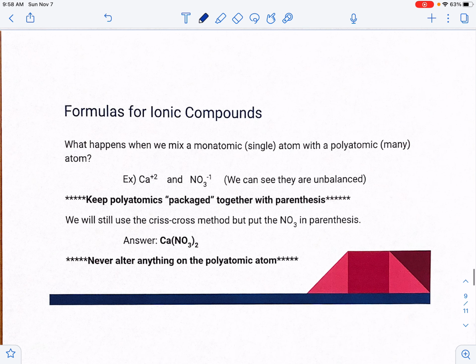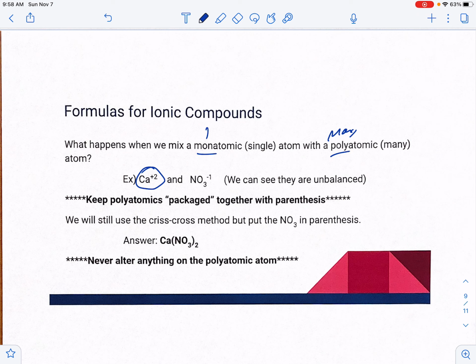Now, what happens when we mix a monatomic atom and a polyatomic atom? Remember the video I posted about memorizing polyatomics? This is where that comes into play. Monatomic just means an element by itself, like this calcium is considered monatomic. Mono means 1. Poly means many.